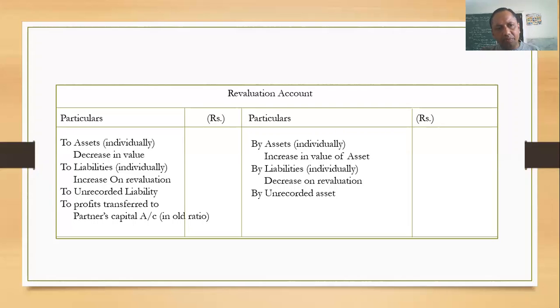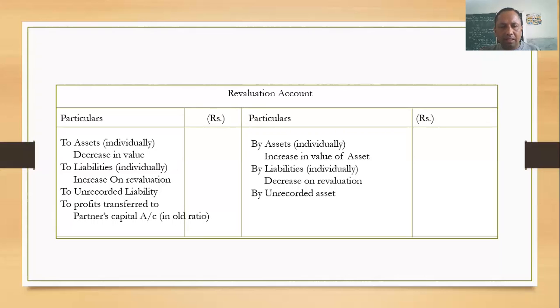After the preparation of the revaluation account, the values of the assets which are increased and decreased are shown in the revaluation account. After that we balance it. When the credit side is more and the debit side is less, the balance is on the debit side, and there the balance is shown as a profit. That profit is transferred to the old partners in their old profit sharing ratio.